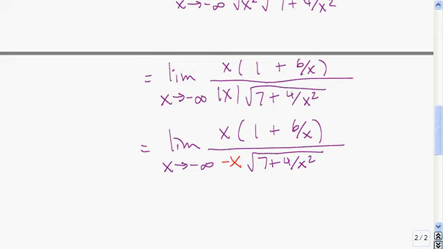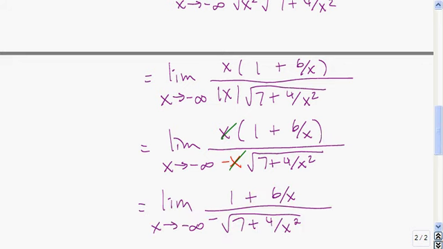All right, now we get to cancel the x's again. So we're left with 1 plus 6 over x in the numerator and negative square root of 7 plus 4 over x squared in the denominator. Now we know that since x is going towards negative infinity, 6 over x goes towards 0, and 4 over x squared goes towards 0 as well.